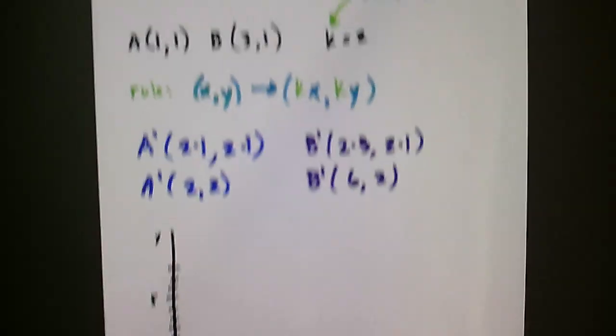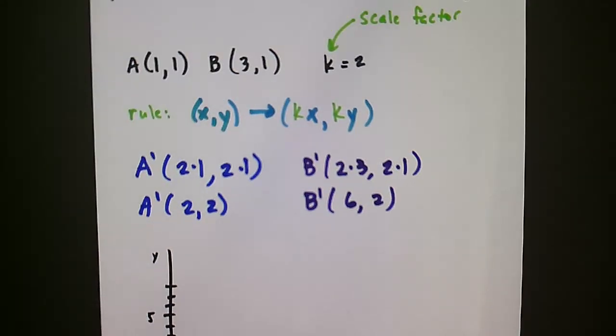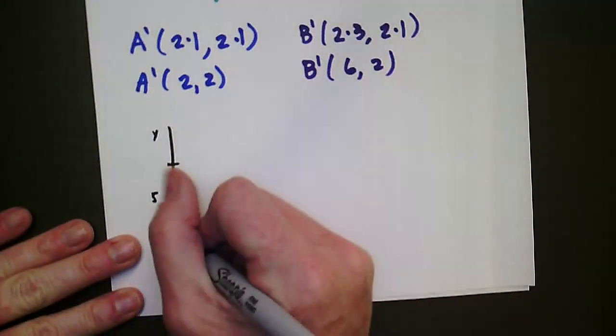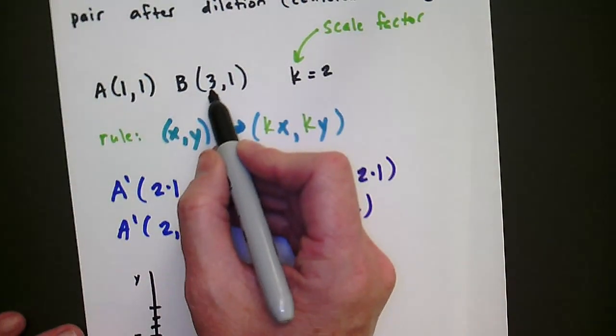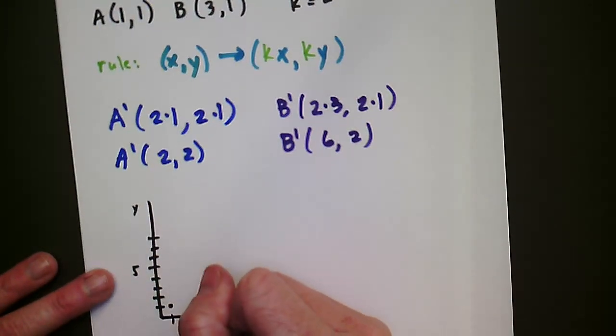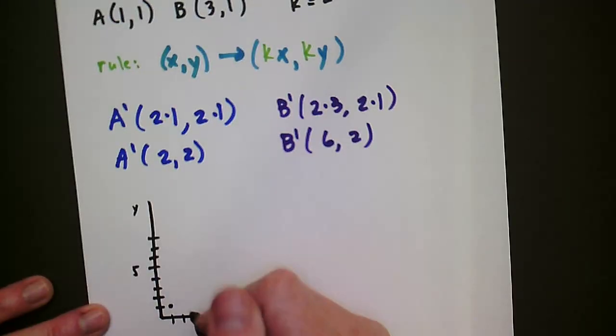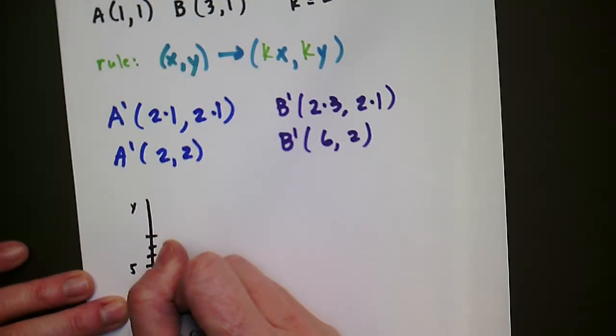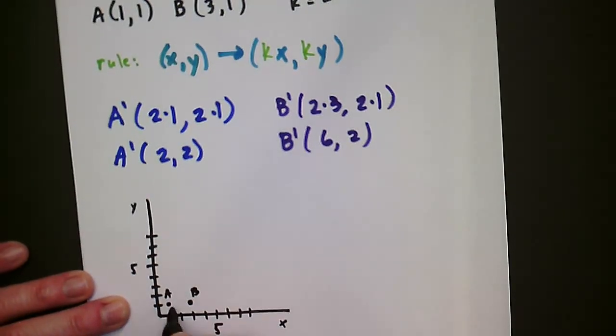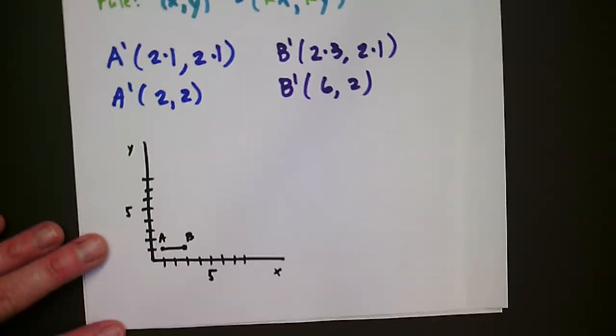My original points were A (1, 1) and B (3, 1). So if I graph those, (1, 1) would be right here. That's my A. And then (3, 1) would be my B. 1, 2, 3. And there it is right here, so that's my B. I can go ahead and label that. That's A, that's B, and it makes this little segment right here.